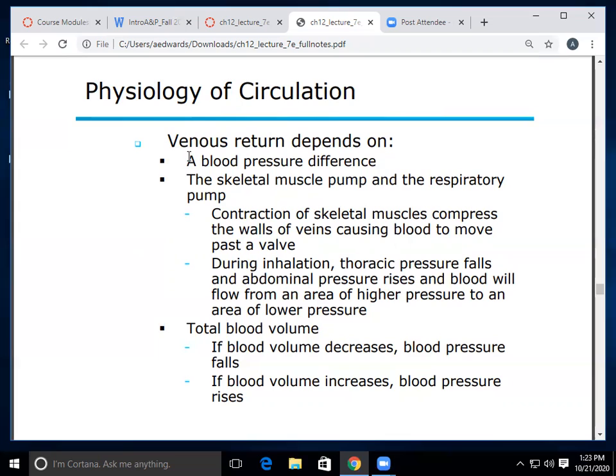Now, also your total blood volume, how much blood you have in your body, will affect venous return. So if you have less blood, if your blood volume decreases, that's going to cause your blood pressure to fall because there's essentially less blood hitting the walls of your blood vessels. But if you increase your blood volume, your blood pressure is going to go up because now you have more blood hitting against the walls of your blood vessels.